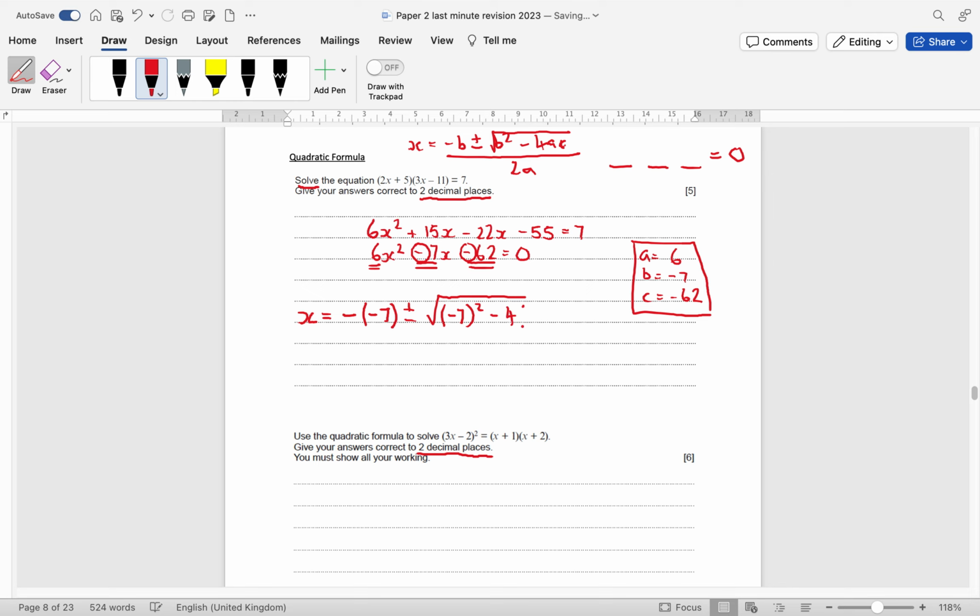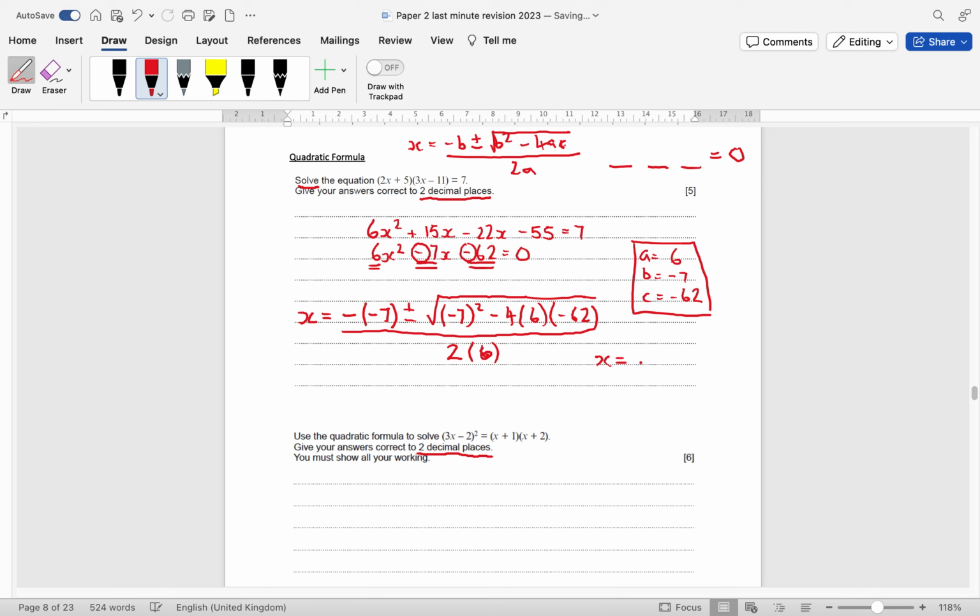Minus 4AC, divided by 2A. Now, different teachers will tell you different things. You can work out this bit inside there, or if you're comfortable with using your calculator, you can go straight to your answers here.